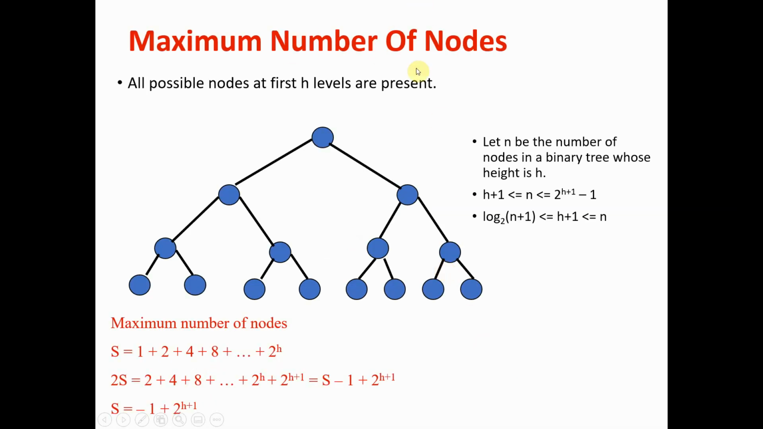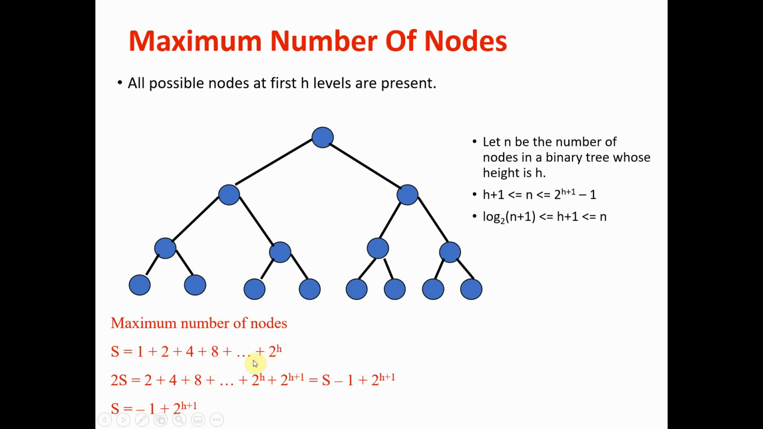For a tree of height h, the maximum number of nodes happens when you have a full binary tree, meaning you have the maximum number of nodes at every level. In that case, if the height of your tree is h, you would have 1 plus 2 plus 4 plus up to 2 raised to the power h. This is the maximum number of nodes for a binary tree of height h, and it happens if your tree is a full binary tree.